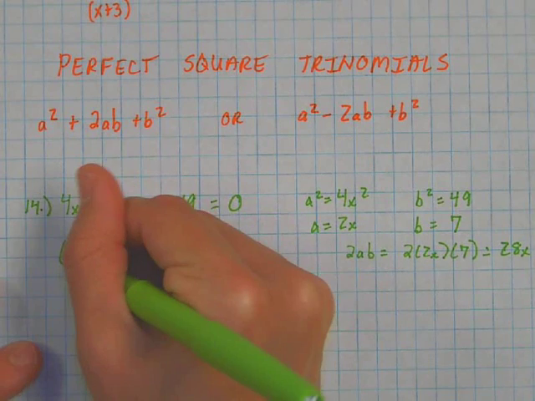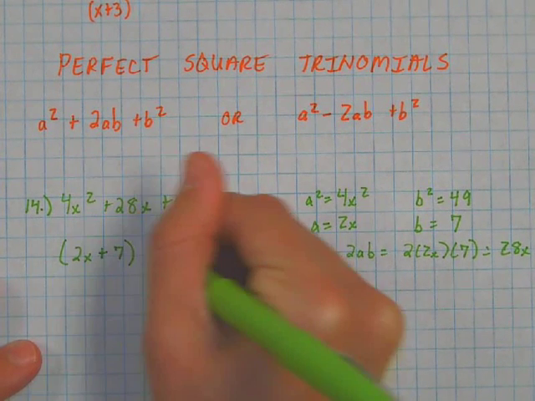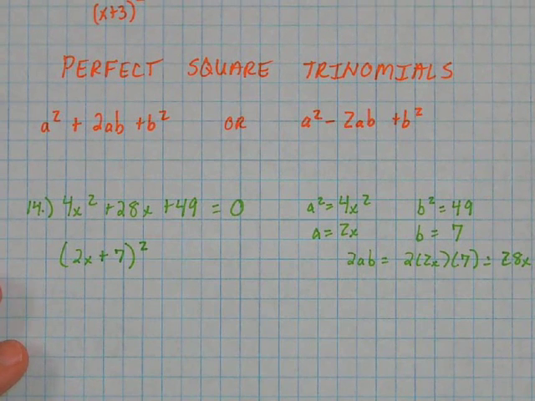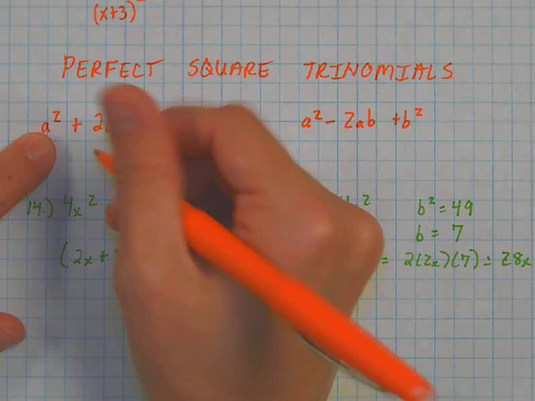Okay, (a plus b) all squared. So let me break that down. I'll go back up here. Okay, this is the pattern, and this would be the solution: a plus b squared. If this is the pattern, then this is the solution.